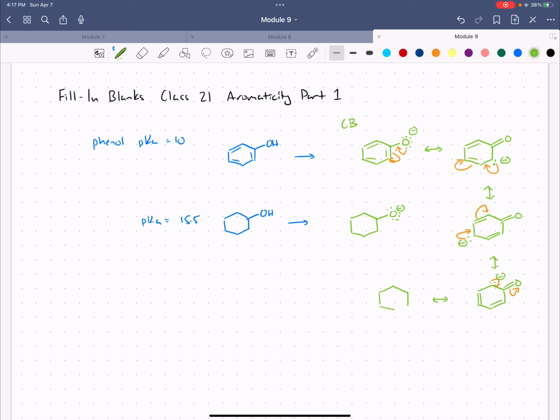They shifted... I was going to say clockwise, but it doesn't matter which way it shifts, as long as they shift. So take a look at these two right here. This one and that one. Those are different contributors. Very resonance stabilized. So for this one, the conjugate base is resonance stabilized, which means that this is the stronger acid.